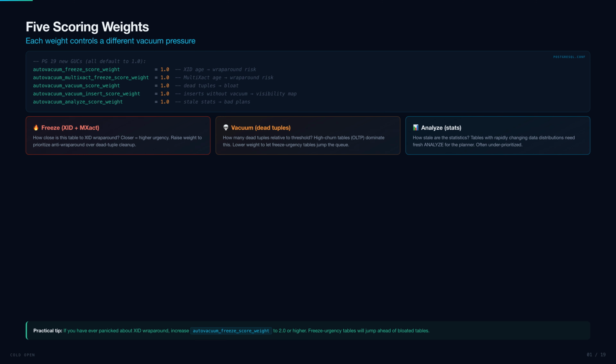5 new GUCs control the scoring weights. All default to 1.0. autovacuum_freeze_score_weight, how much XID age matters. Higher means freeze urgency tables jump the queue. autovacuum_multixact_freeze_score_weight, same but for multixact age. autovacuum_vacuum_score_weight, how much dead tuple count matters. This is the bloat signal.